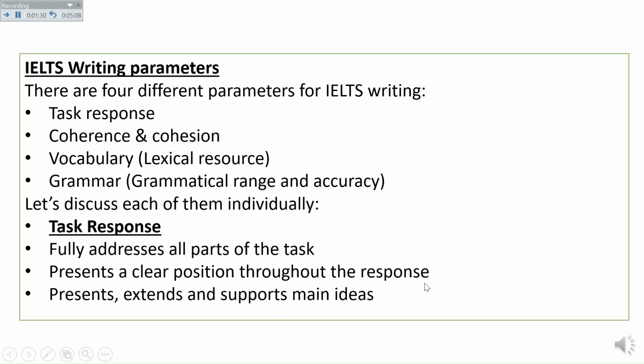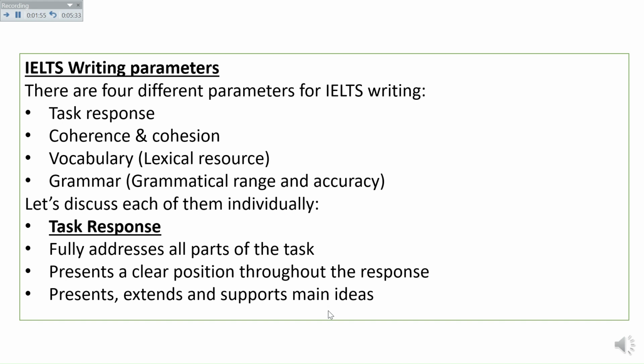You should have a very clear position, like in an opinion essay, agree or disagree. So you should have a clear position, either agreeing or disagreeing with the topic in your response. And the third one is to present, extend, and support main ideas. You need to give reasons and examples to support your ideas. So that's about task response.